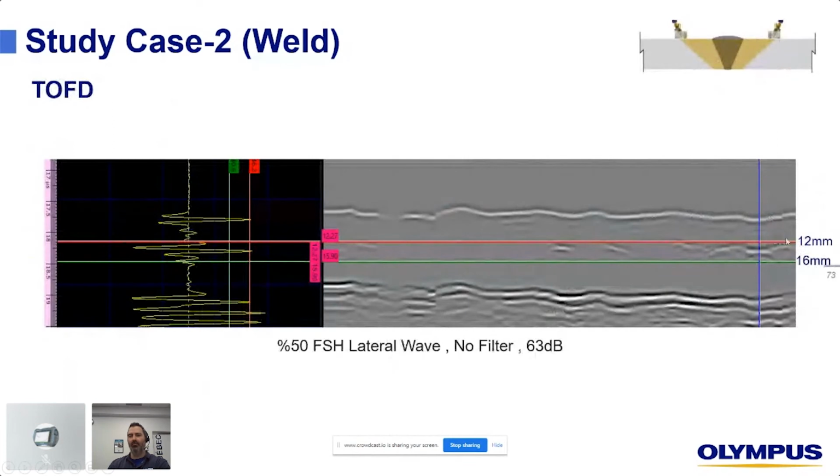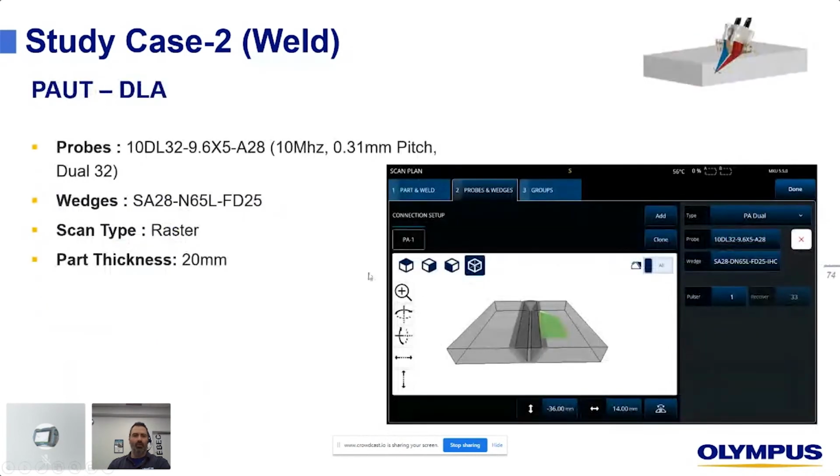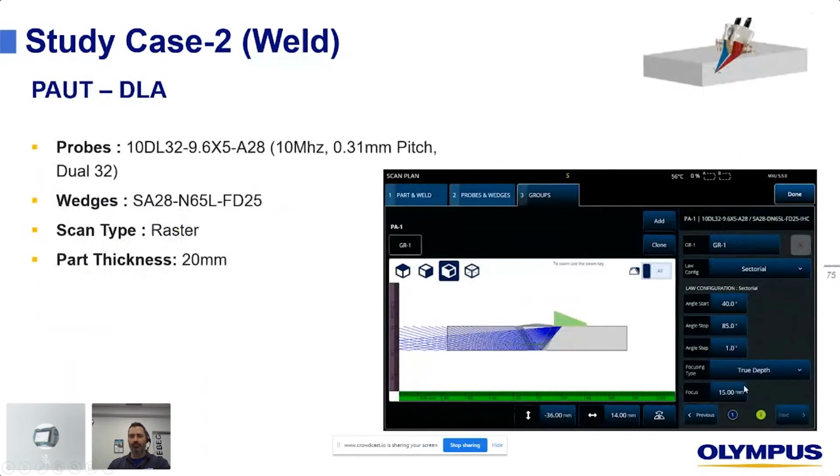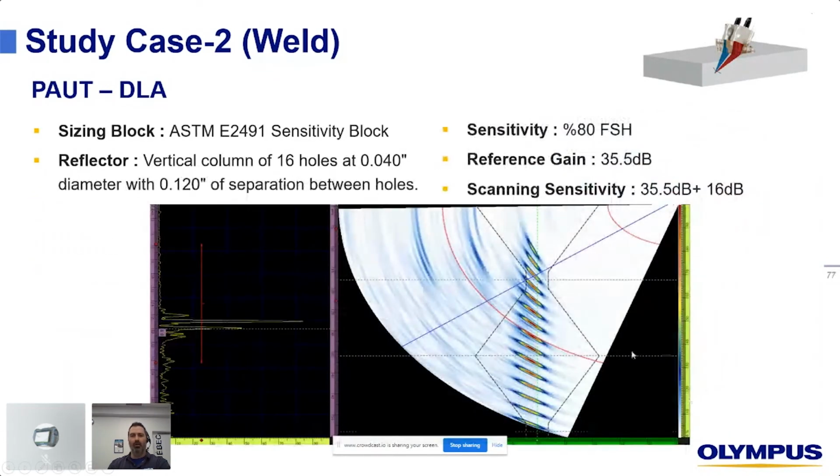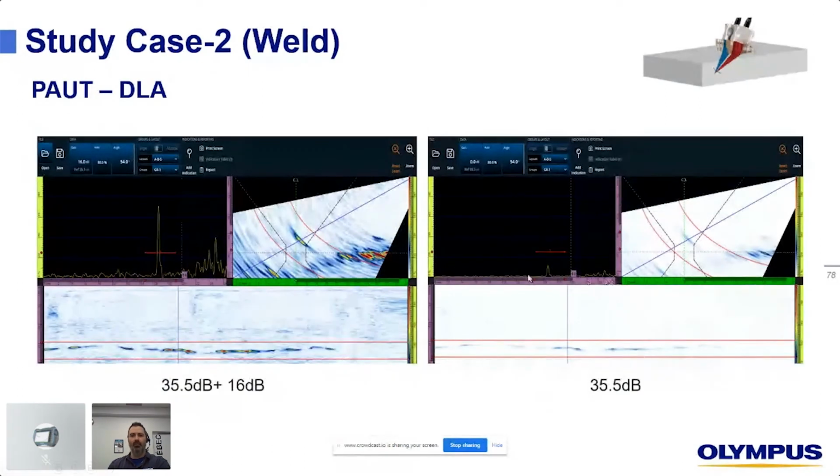So we know we have to look between 12 and 16 millimeter deep inside that weld. So when the time comes to focus, we focus directly in that zone at 15, using a sectoral scan configuration like that with the 828 dual linear array probe. We can go back on the block, confirm our sensitivity, and then move to the inspection itself.